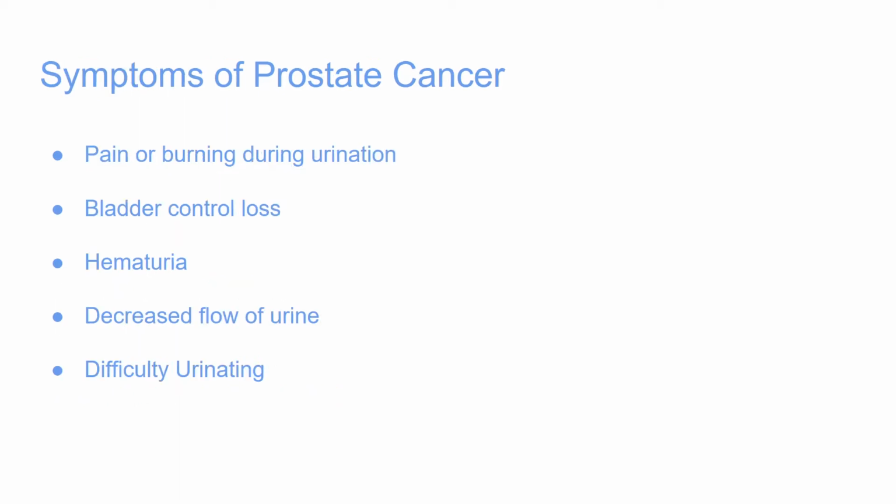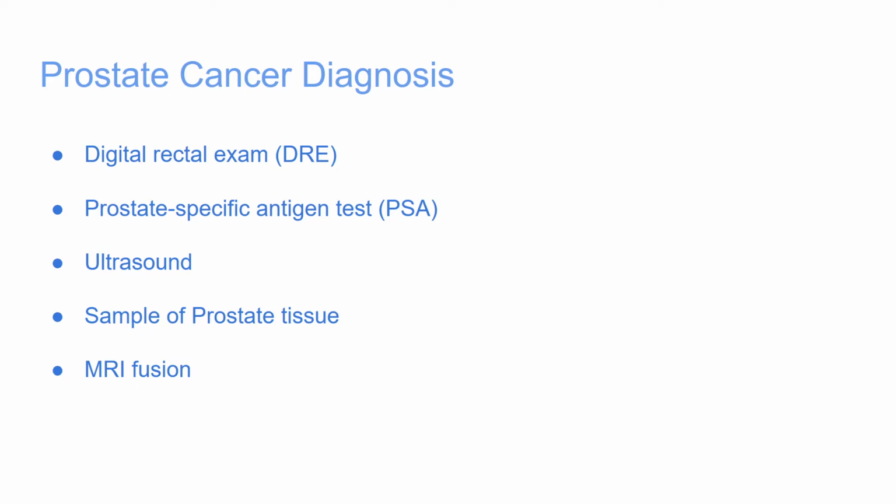Now, let's explore the symptoms of prostate cancer. One symptom of prostate cancer is burning or pain during urination, and this is because of the tumor pressing against the urethra. Another symptom is a loss of bladder control, which means you cannot hold your urine for long periods of time. Another symptom of prostate cancer is hematuria, which is blood found in the urine. Also, a sign of prostate cancer is a decreased flow of urine and difficulty urinating. Other signs of prostate cancer are blood in the semen, painful ejaculation, or the swelling of either the legs or the pelvic area.